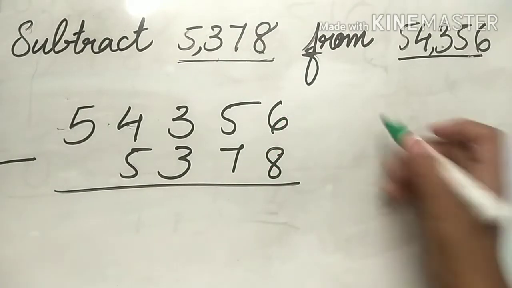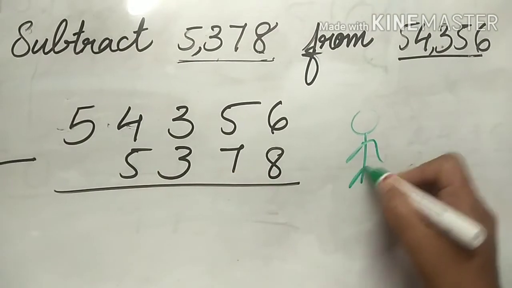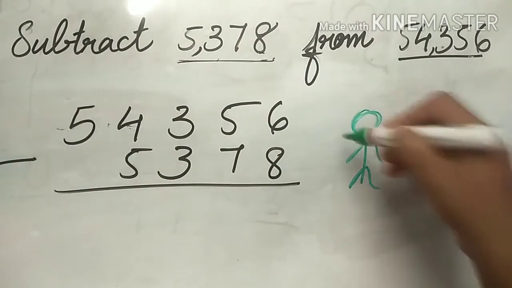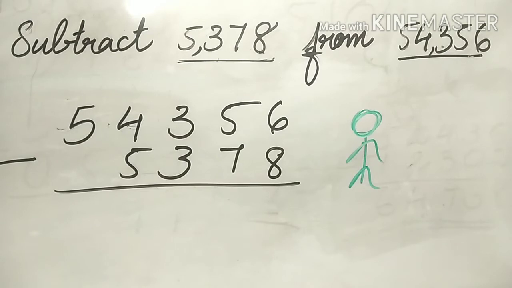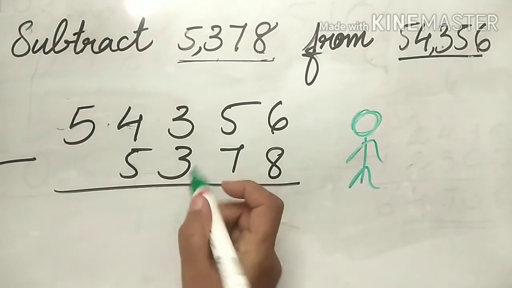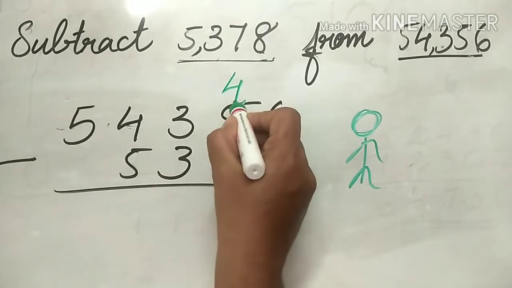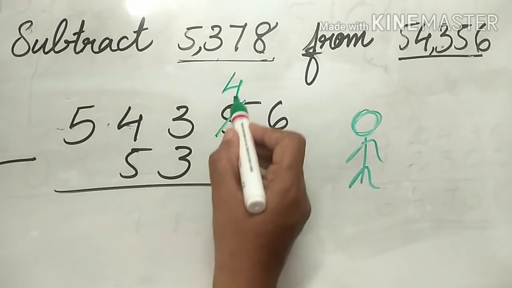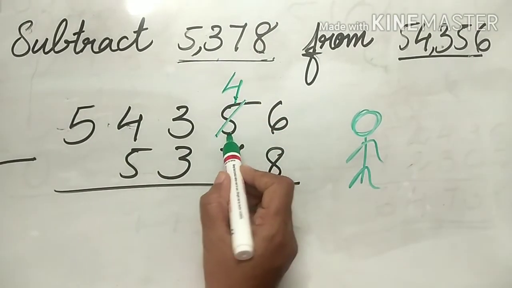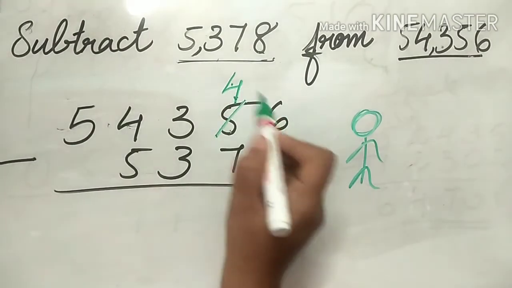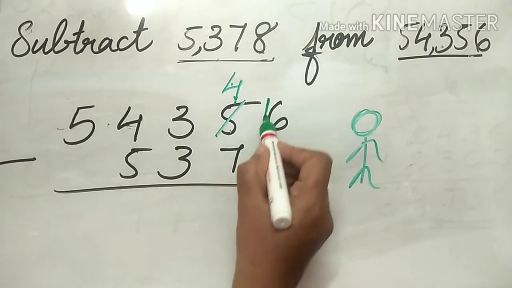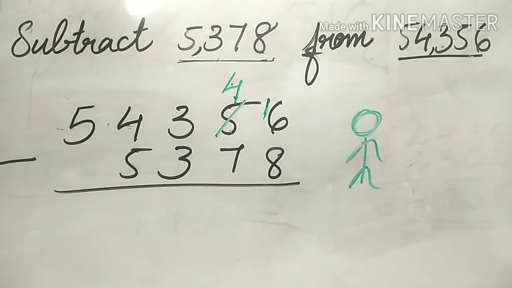Is it possible to subtract 8 from 6? No. So, let us share with the next person. Who is next to 6? 5. So this 5, I cut and make it 4. The number just before 5. So the 5 becomes 4 and the 1, I give to this 6. So 6 becomes 16.